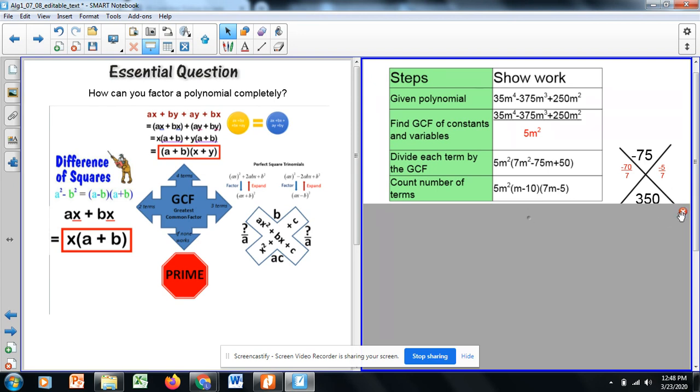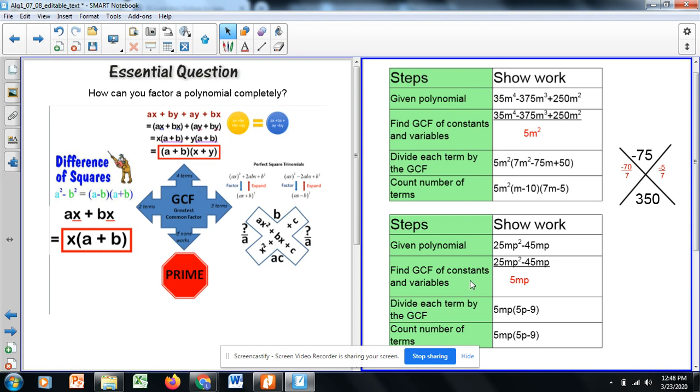However, there are instances when it's not a trinomial. Let's say, for example, here, you're given 25mp squared minus 45mp, and the GCF is 5mp. So if you divide the given polynomial by the GCF, you will get 5mp times the quantity 5p minus 9. Okay, count the number of terms, right? It has 2 terms only.